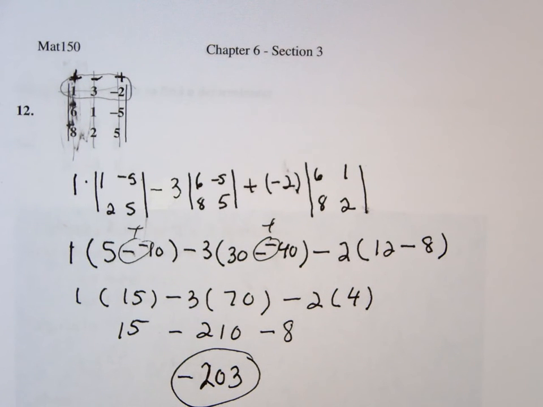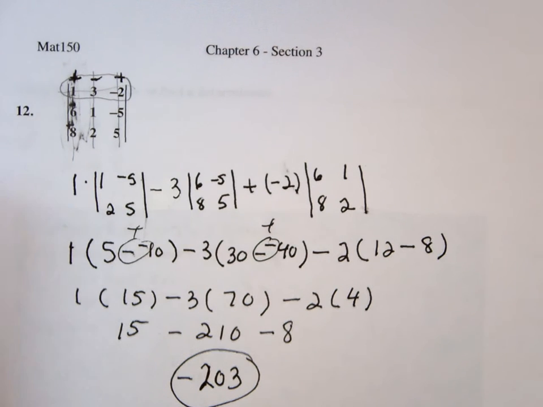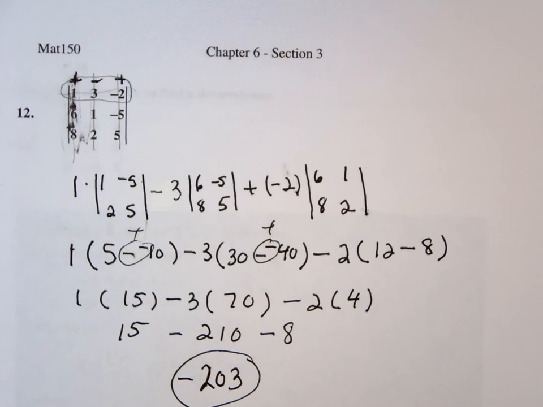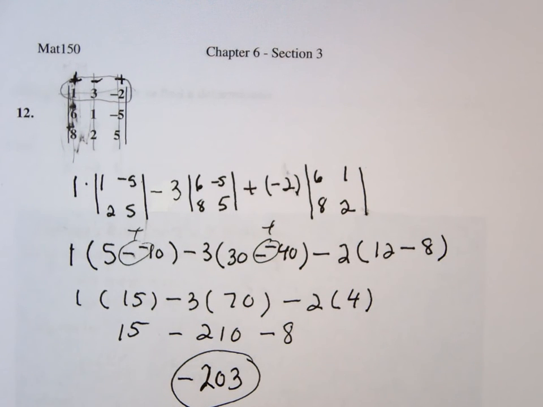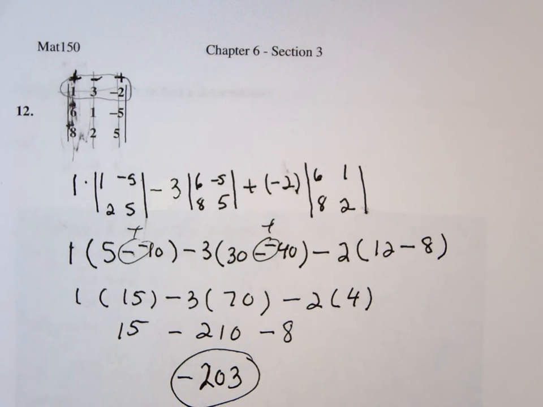Yes? I'm just wondering, if you were to use different minors, would you still get the same answer? Yep. So it really doesn't matter what you choose. That's why you pick the one that's most convenient, you still end up with the same answer. Do it with your calculator, you still end up with the same answer. Cool.